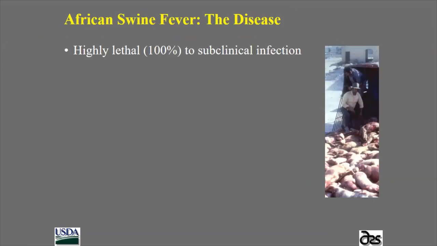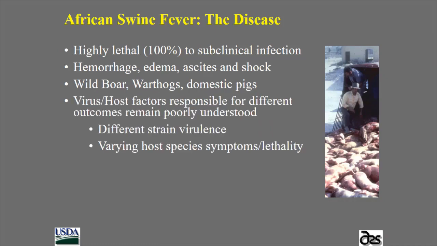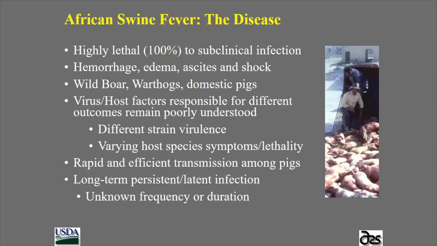The disease ranges from highly lethal to subclinical. It causes hemorrhage, edema, ascites, and shock. It appears in wild boar, warthogs, and domestic pigs. The virus and host factors responsible for different outcomes remain poorly understood, and the differences in strain virulence are not really known, including varying host species, symptoms, and lethality. We know there's a very rapid and efficient transmission among pigs, and we know that there's a long-term persistent or latent infection that has an unknown frequency or duration.